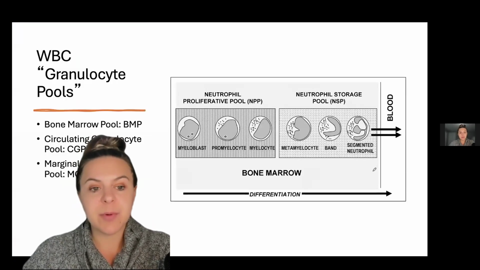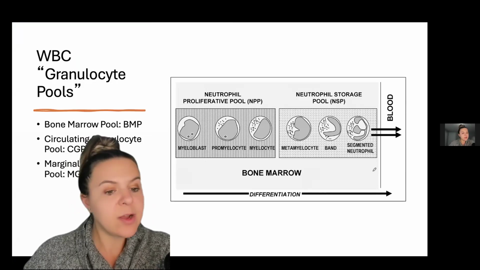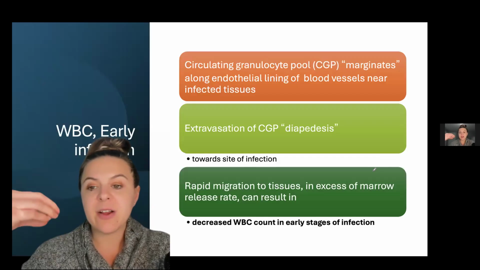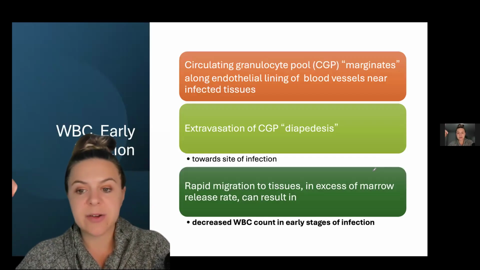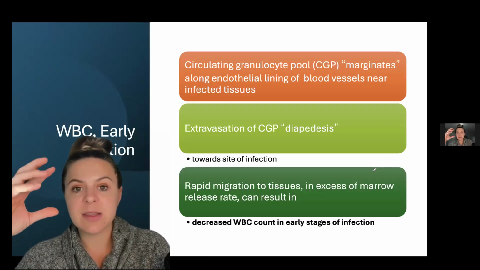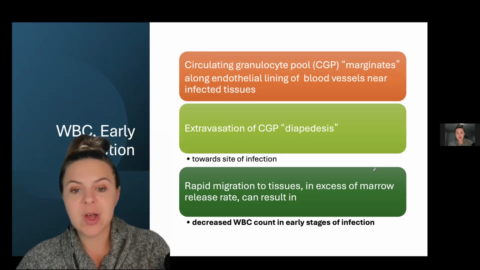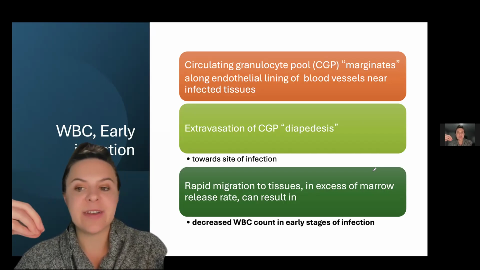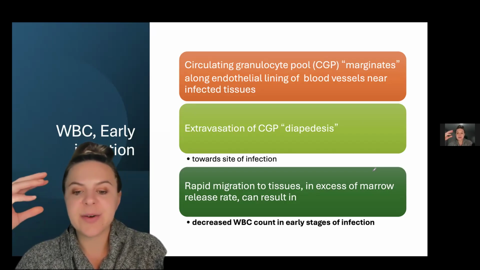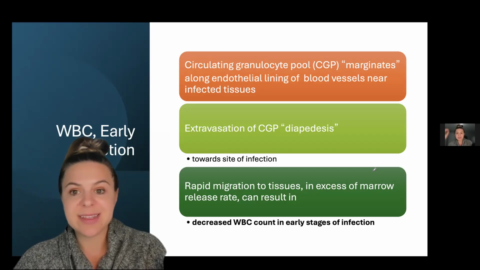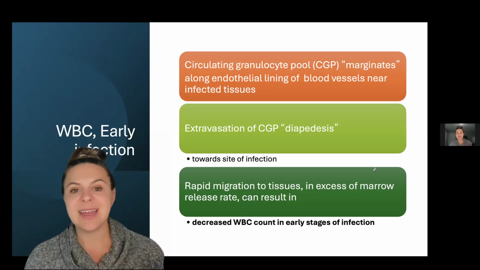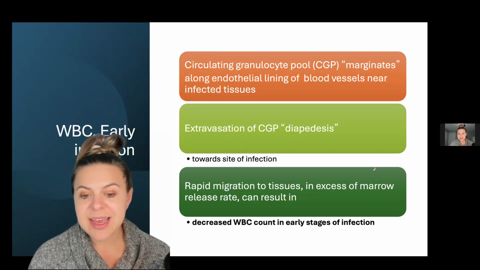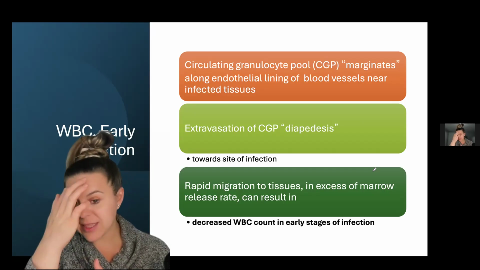Our 3 pools that we pull from for our granulocytes are the bone marrow pool, the circulating granulocyte pool, and the marginal granulocyte pool. In our early infection days, in our circulating granulocyte pool, we'll see those cells marginate, roll along the endothelial lining of our blood vessels. And this starts happening near infected tissues. They then undergo extravasation using the process of diapedesis, where they move through the 2 neighboring cells, and that's towards the site of infection. And then they will move quickly following chemokines to tissues.